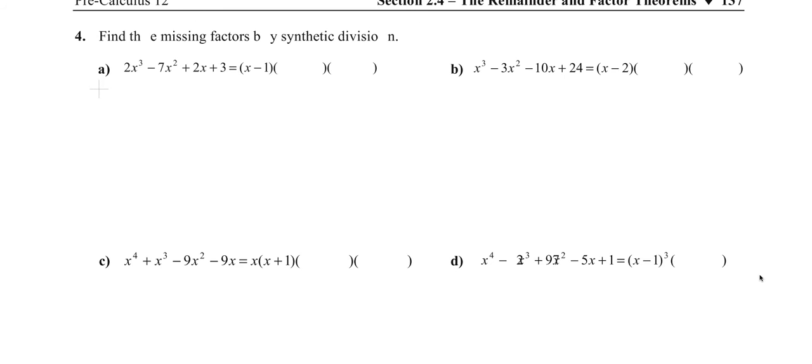Doing question 4 on page 98 of section 2.4. It's asking us to find the missing factors by synthetic division. So we're given one factor right here, so we can use that to find the other two factors.